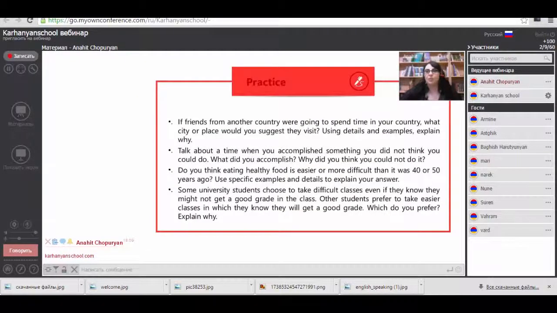Okay, about practicing this part, let's read each topic separately and try to give the answer to it. If friends from another country were going to spend time in your country, what city or place would you suggest they visit? Using details and examples, explain why. So you choose a place, about place. Choose a place and explain why this place is beautiful.